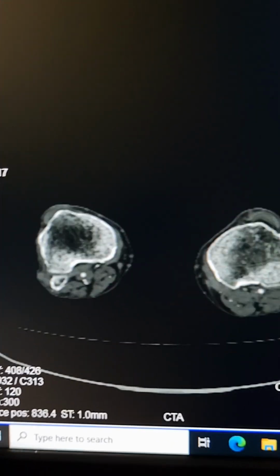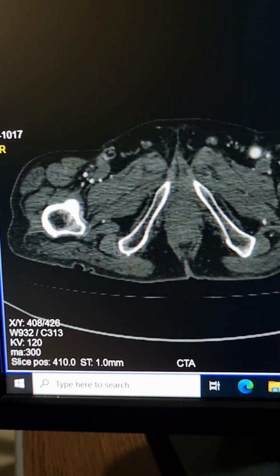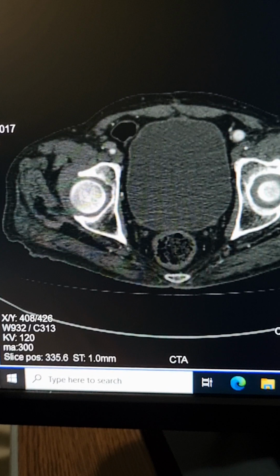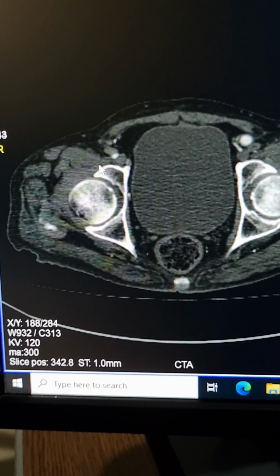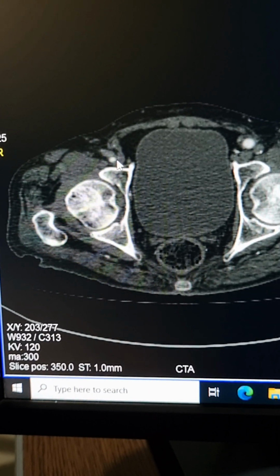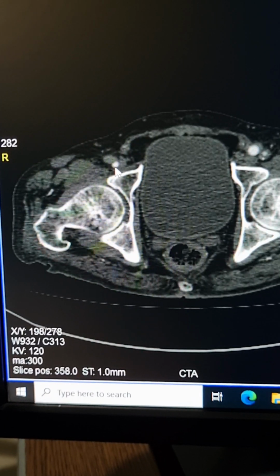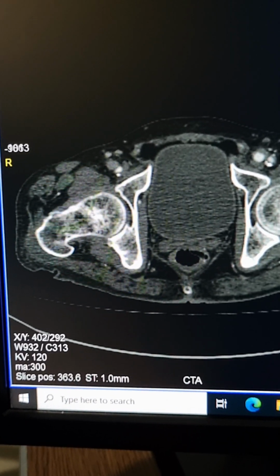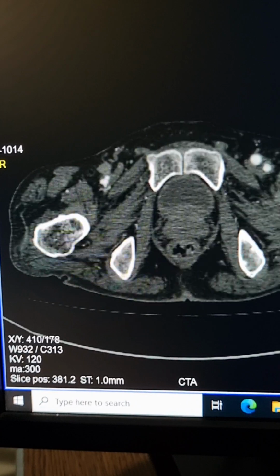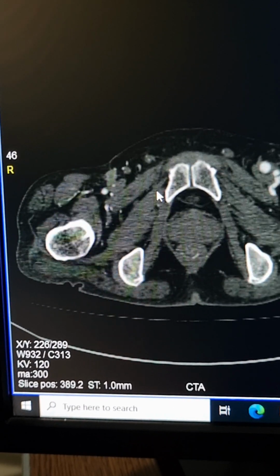Now we come on to the right side. Now this is the right femoral. You just follow it. This is the site of division.